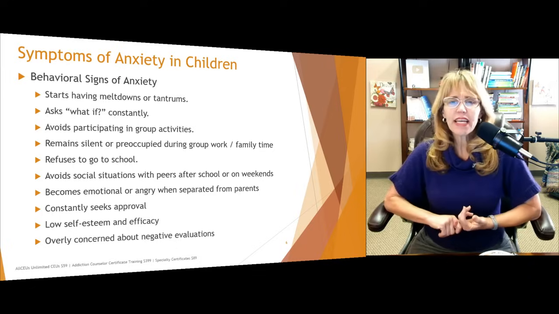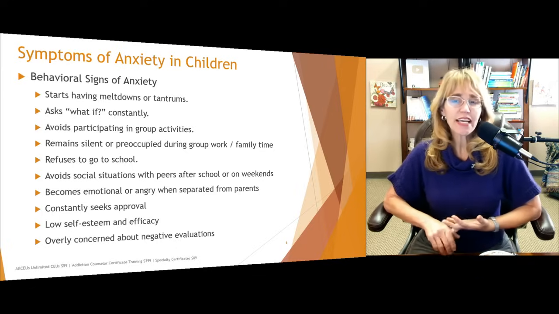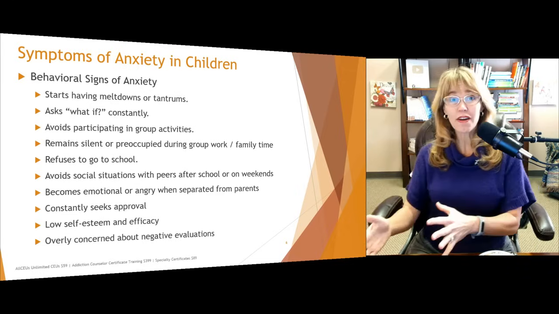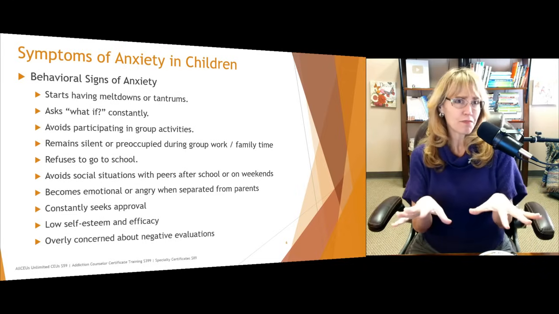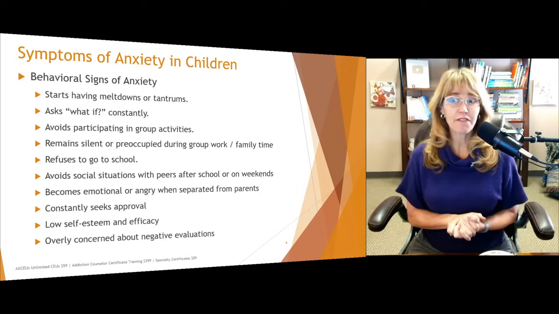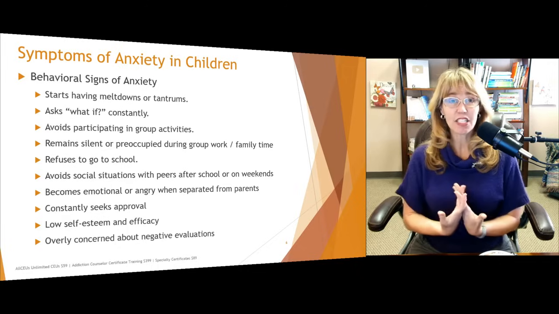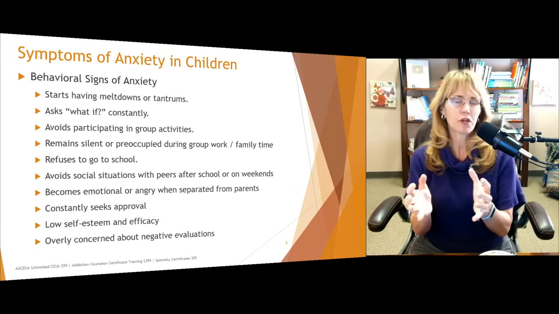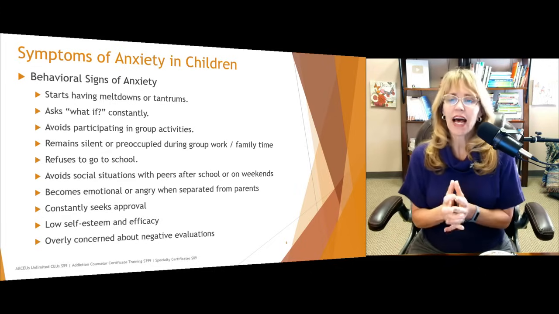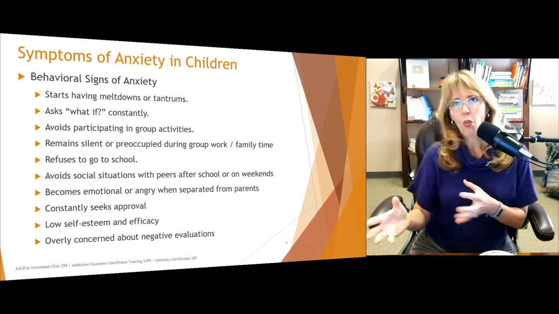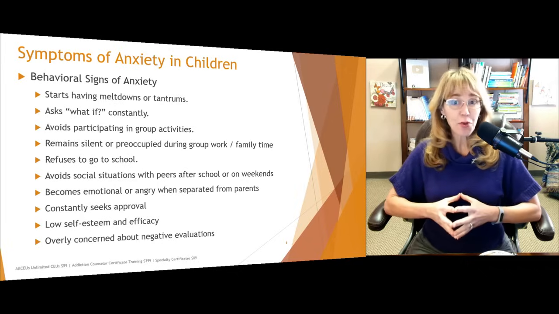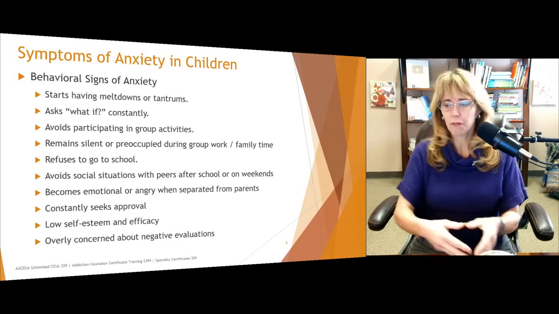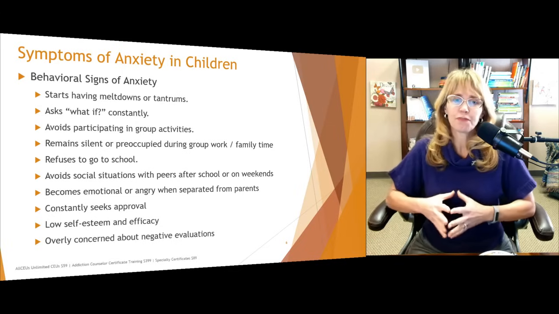If they avoid participating in group activities or remain silent or preoccupied during group work or family time, this can be at school or at family. If they don't want to engage with other people, we want to explore. Do they have some attachment anxiety that is causing them to not want to put themselves out there for fear of rejection or criticism? Do they have social anxiety? What's going on? What is making them feel apprehensive? Sometimes it's just overwhelming. Maybe they do better in smaller groups, but groups of 15 is too much.